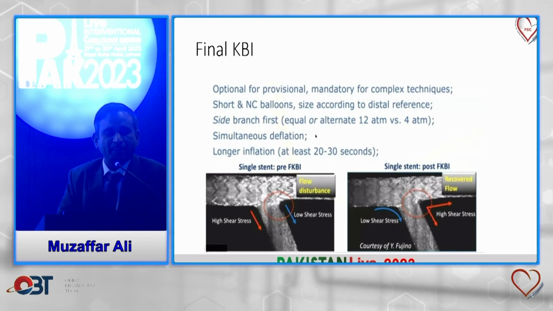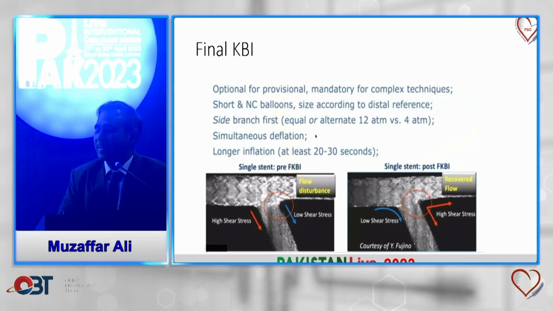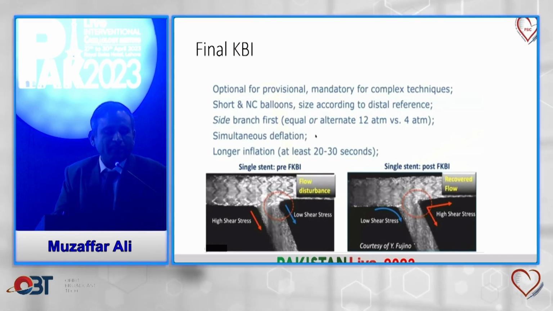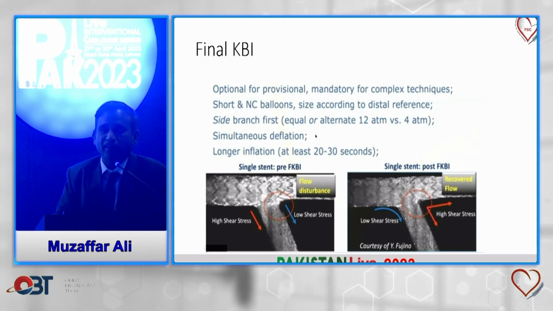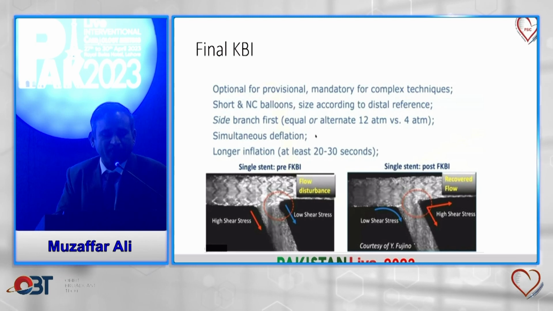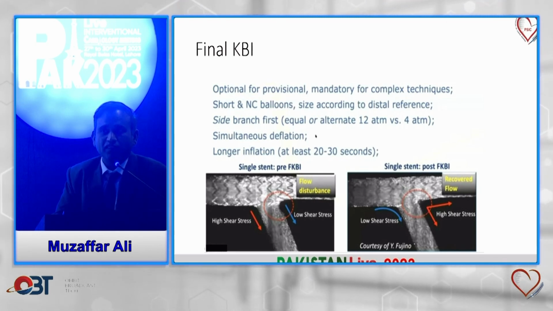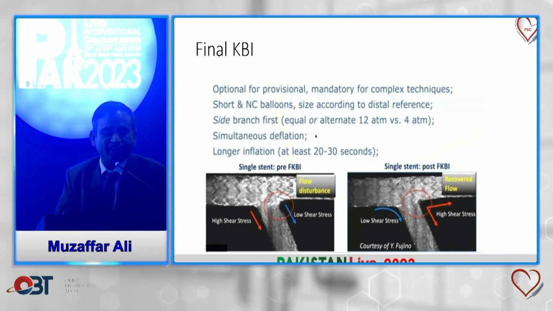Final KBI is also important, optional for provisional, but mandatory for complex two-stent strategies. And what is the selection of the balloon size? Short NC balloon size according to distal reference diameter. And the side branch should be inflated first and then the main vessel, but there should be simultaneous deflation. Some people actually believe in long inflation, at least 20 to 30 seconds.